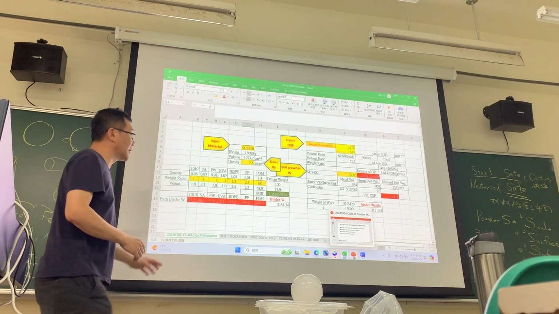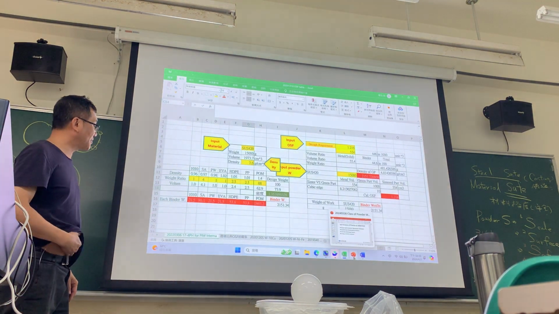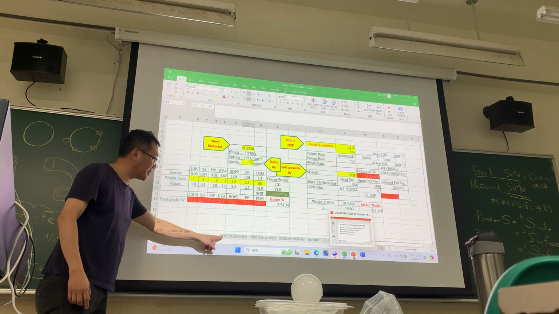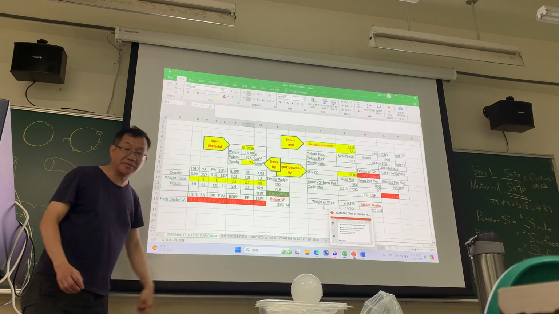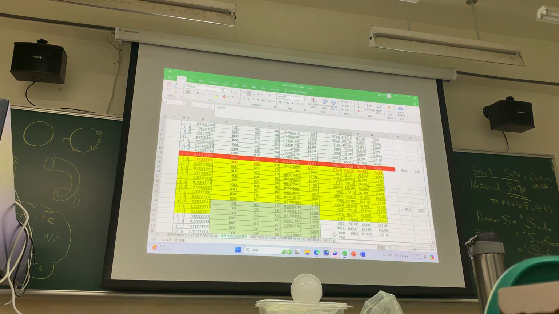So we just jump into this Excel file. The Excel file has one issue: how to make the relation between volume percent and the oversize factor. Okay.